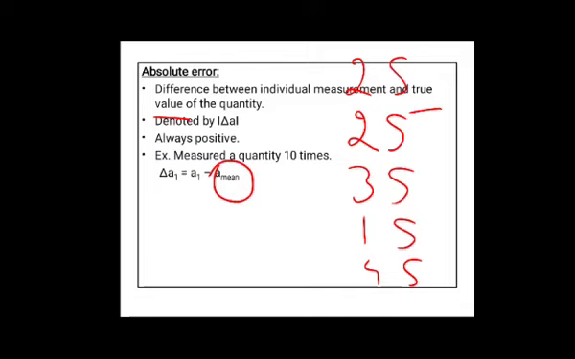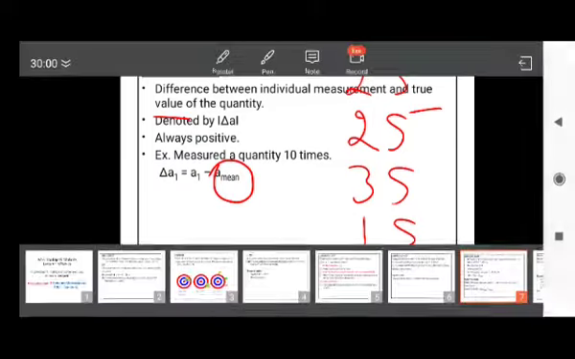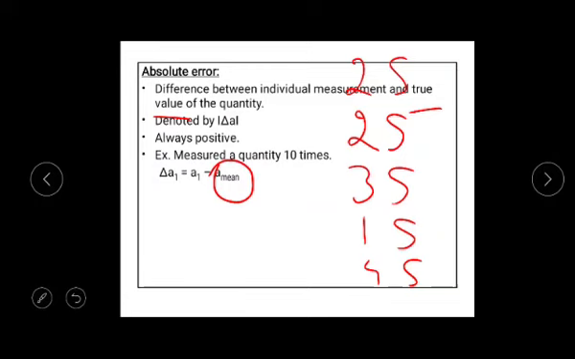Similarly, you want to calculate the second one. Delta A2 is equal to A2 minus A mean. Delta A3 is equal to A3 minus A mean. Like this you have to continue. Clear? Okay.